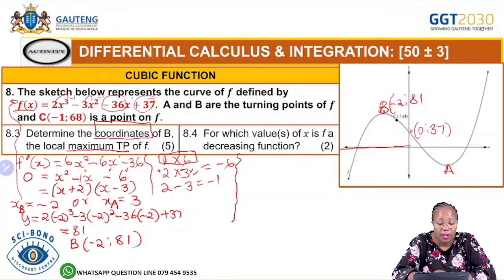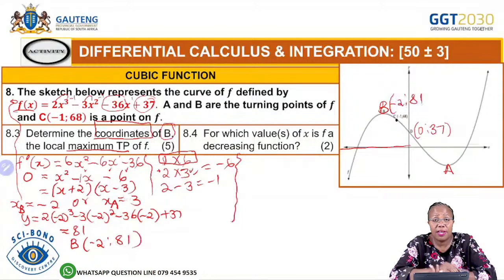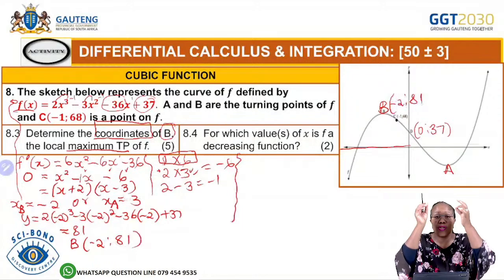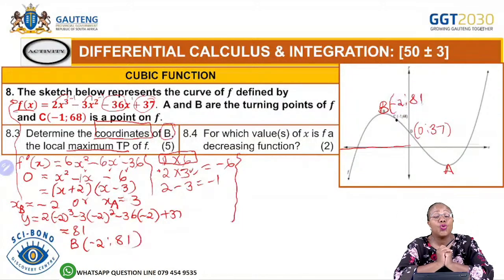Okay, they only needed B. That is why we are not interested in A. If they needed both, we would take A also, substitute into the original to look for the turning point of A, the coordinate of A. But in this case, we were only looking for B. Hence, we have calculated only B.